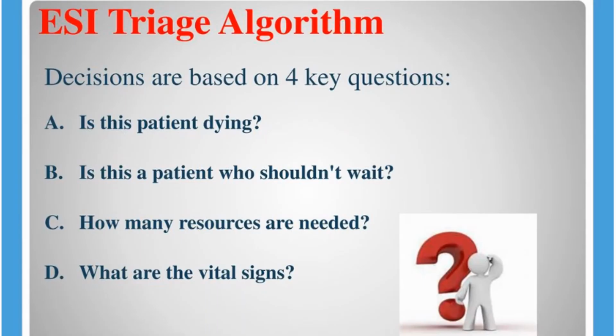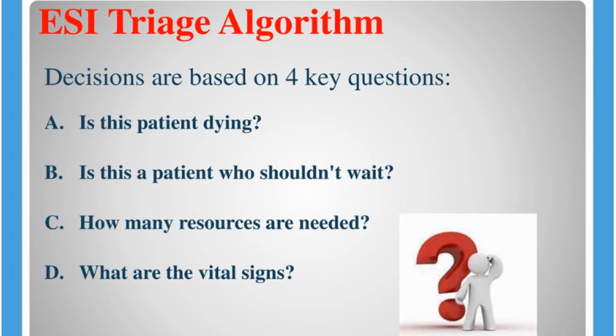So this next slide is just showing you some basic questions. Is this patient dying? Is this a patient who shouldn't wait? How many resources are needed? What are the vital signs? So if this is the only person and everyone else in the waiting room isn't that sick, well, this person's going to rate very high. Is this patient dying? And if the answer is yes, okay, they're going to come back. They're going to be a high priority.